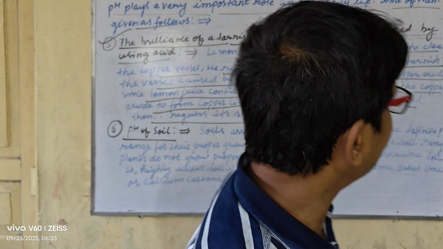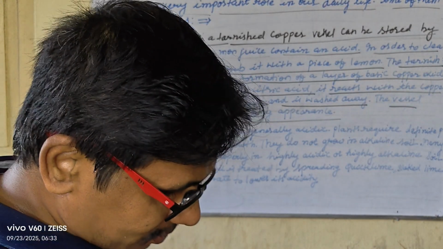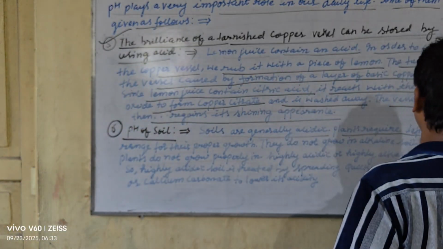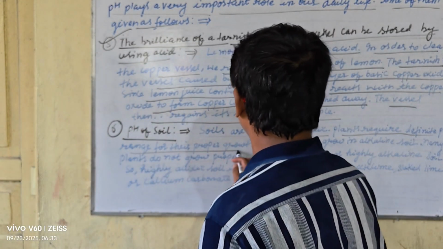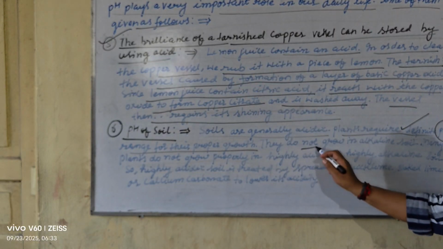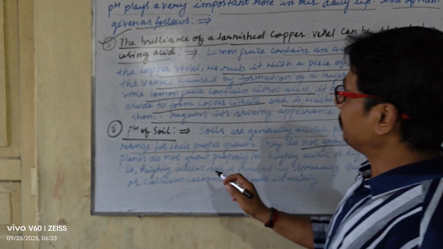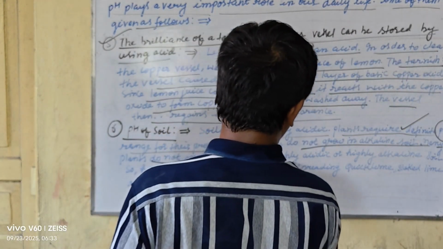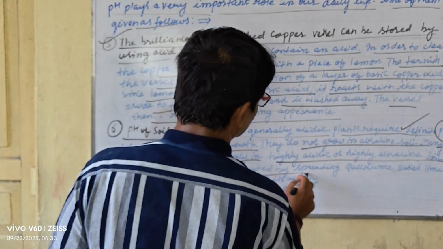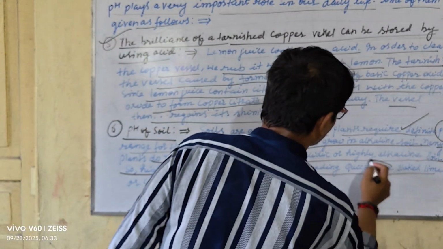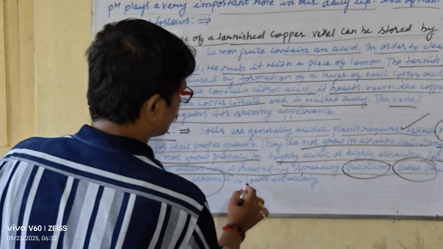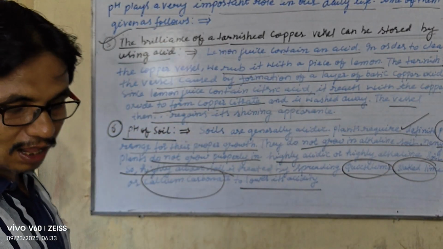So my dear student, this is all about today's topic, the importance of pH in everyday life. Soils are generally acidic. Plants require a definite pH range for their proper growth. They do not grow in alkaline soil. Many plants do not grow properly in highly acidic or highly alkaline soil. So highly acidic soil is treated by spreading quicklime, slaked lime or calcium carbonate to lower its acidity. This is all about today's class.